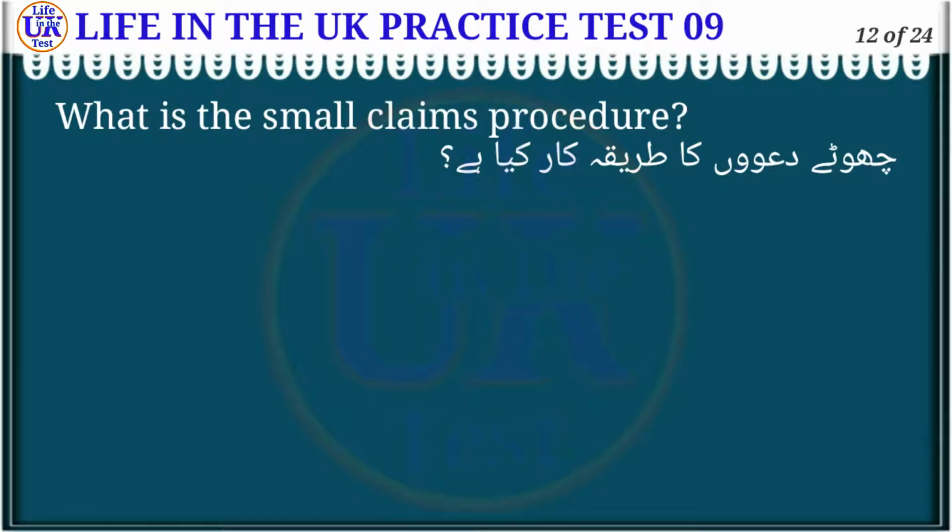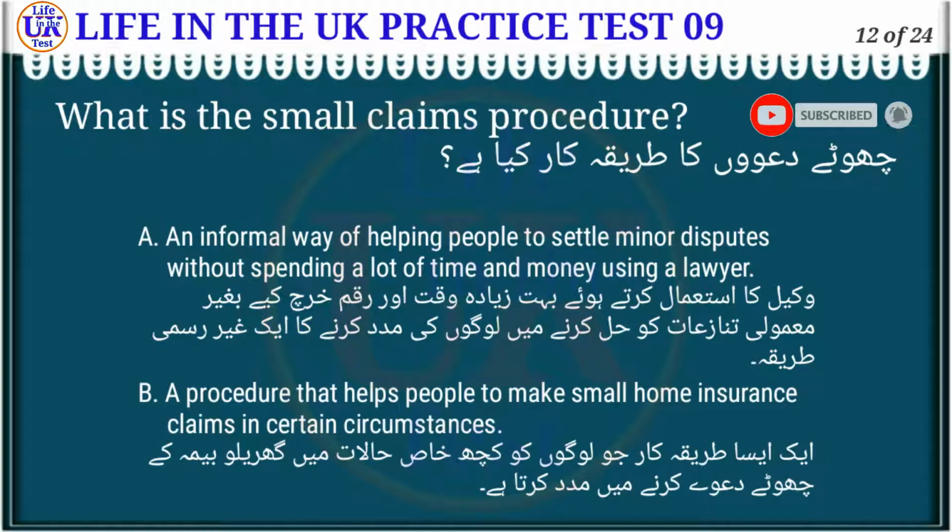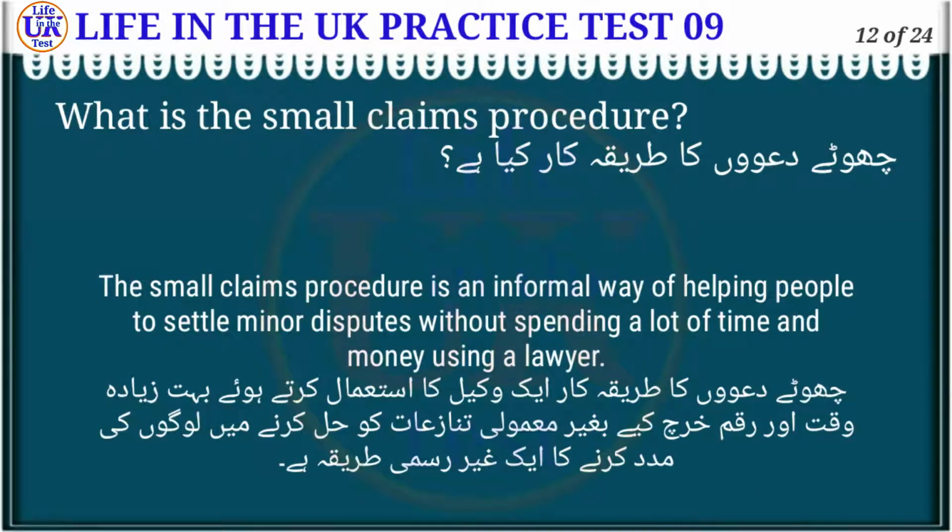Question 12 of 24. What is the small claims procedure? A. An informal way of helping people to settle minor disputes without spending a lot of time and money using a lawyer. B. A procedure that helps people to make small home insurance claims in certain circumstances. The correct answer is A. An informal way of helping people to settle minor disputes without spending a lot of time and money using a lawyer. The small claims procedure is an informal way of helping people to settle minor disputes without spending a lot of time and money using a lawyer.